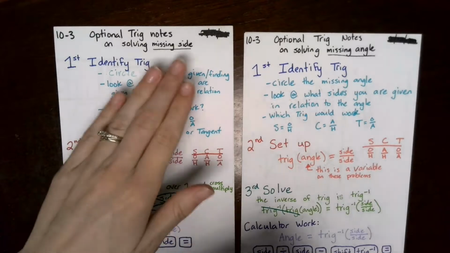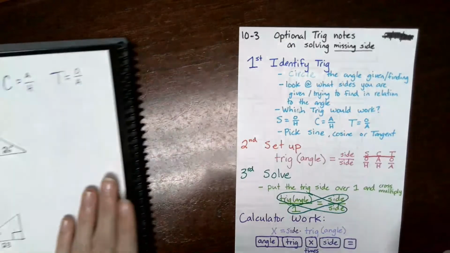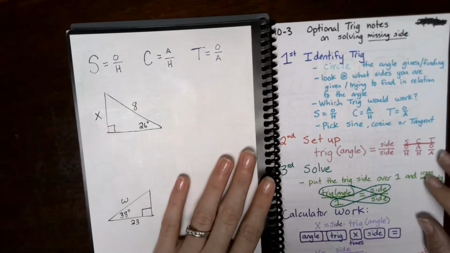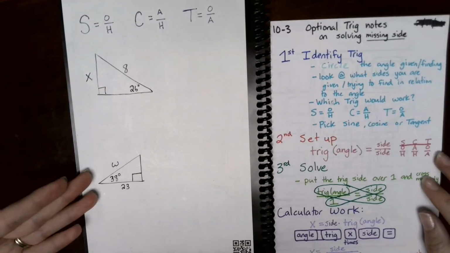So I'm going to focus on missing side first. I'm going to set missing angle aside. And I'm going to talk about some example problems, okay? So first of all, I have example problems where I have a missing side. Solve for x and solve for w.